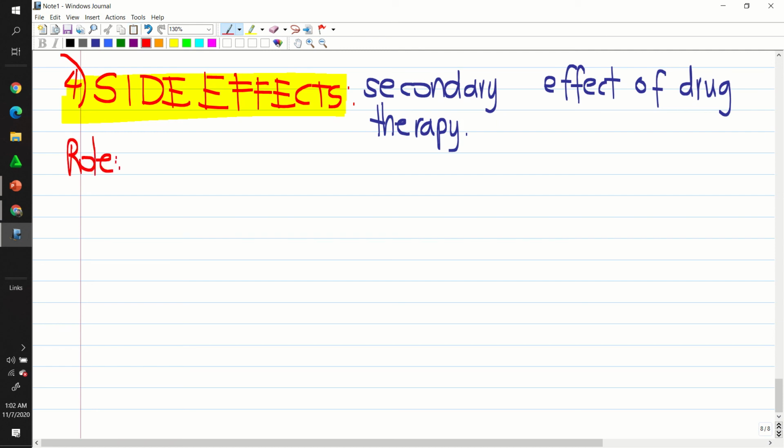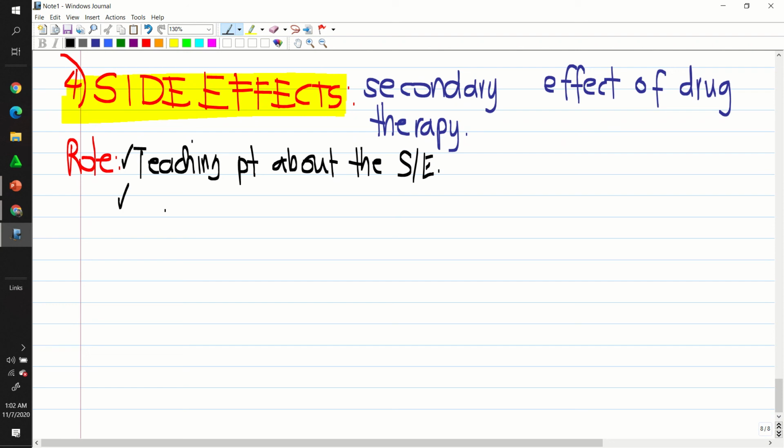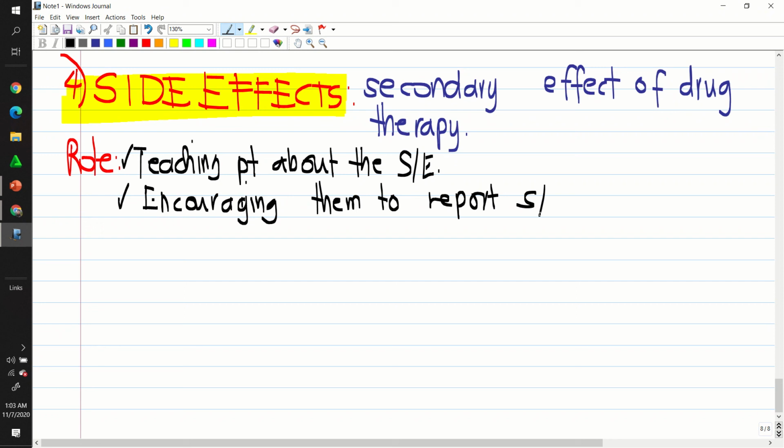So your important role here, class, is teaching the patient about the side effect. Baka mamaya makikita nila, ay, ganito pala yung side effect, titigil ko na. Hindi nila alam, normally, that's the side effect of that medication. Encourage them to report, obviously. Your role is very important here. I'll give you a good example. Your patient, Mang Ambo, is admitted in the hospital with a diagnosis of tuberculosis.